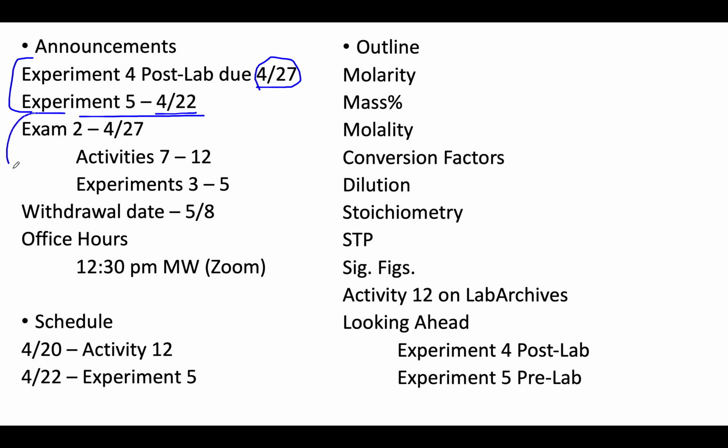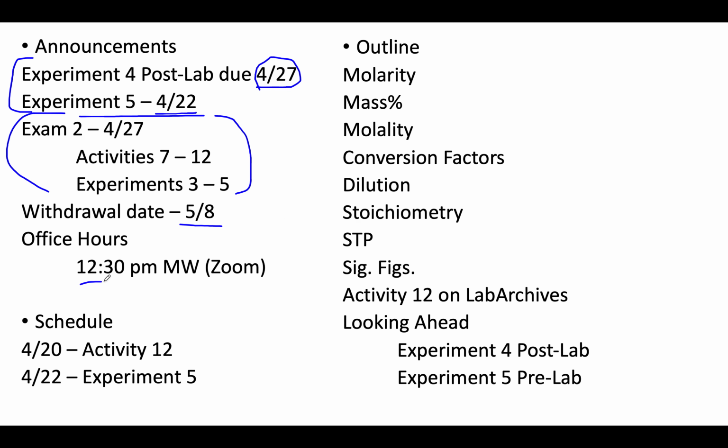You also can see there's an exam coming up, so that's the following week, Monday, April 27th. That covers activities 7 to 12 and experiments 3 to 5. If you're considering withdrawing, let me know. I can give you some more information. That deadline is May 8th.